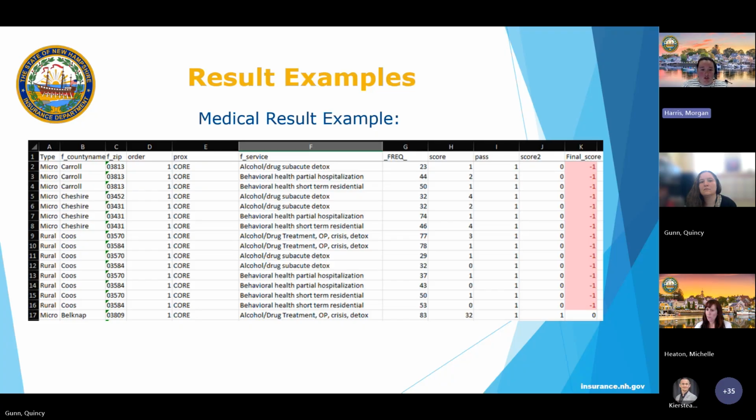We know from last year that a lot of the alcohol, drug, substance use, behavioral health services were the majority of the ones to fail. We expected that. We know, especially in some of the more rural areas, that there's just not enough providers providing services for these, and you might not have enough to meet that 5 threshold. That is okay. That's why we have the exception request process, and that's why we're always open to walk through your results with you. So that's how you would interpret this for a medical example.